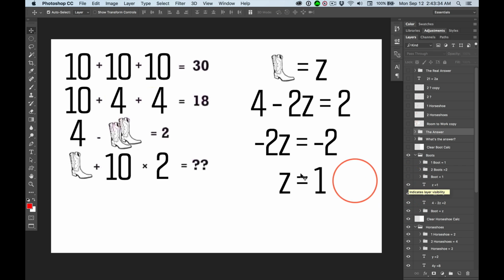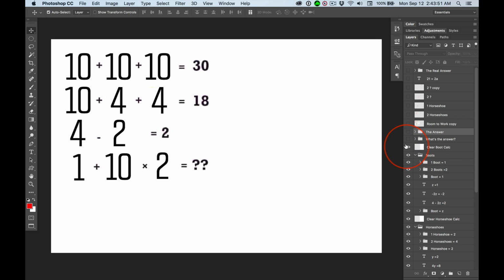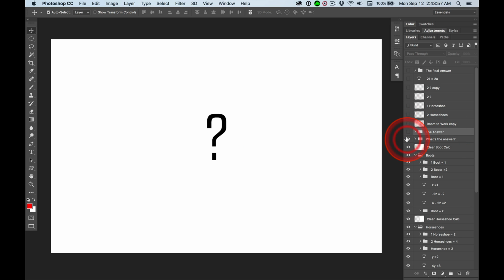So if z equals 1 and a boot equals z, well, then we know that a boot equals 1. So everywhere there are 2 boots, we can do 1 plus 1, which is 2. And when there's 1 boot, we have a 1. Now, I mentioned I threw in a trick. Here's the trick in this problem, because it's not fair. Who remembers algebra? I mean, seriously, who remembers?